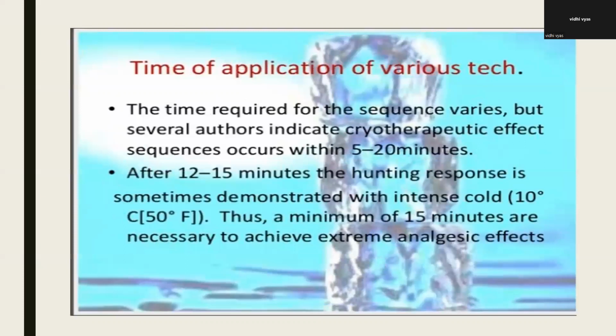Time of application of various techniques. The time required varies, but several authors indicate the cryotherapeutic effect occurs within 5 to 20 minutes. After 12 to 15 minutes, the hunting response is sometimes demonstrated with intense cold, 10 degrees Celsius, 50 degrees Fahrenheit. Thus, a minimum of 15 minutes is necessary to achieve the maximum analgesic effect.